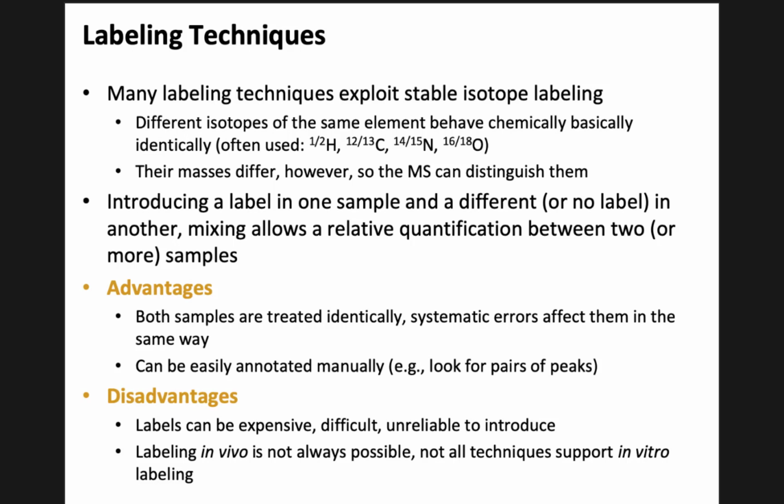But labeling can also have some disadvantages. It can be expensive, it can be difficult, it can be unreliable to introduce. You need to introduce it quantitatively. And labeling is not always possible. In particular with clinical samples, there are some labeling techniques that would not work. Metabolic labeling, you would not be able to feed the patient isotope-labeled amino acids, and you would not be permitted to. Also, it would be expensive. You can label mice, but humans, SILAC human, nobody has done that as far as I can tell. It would be very expensive.